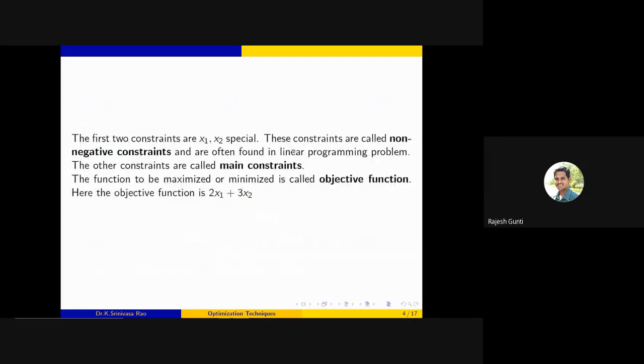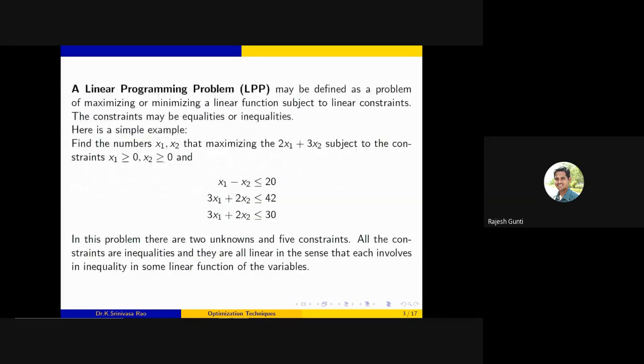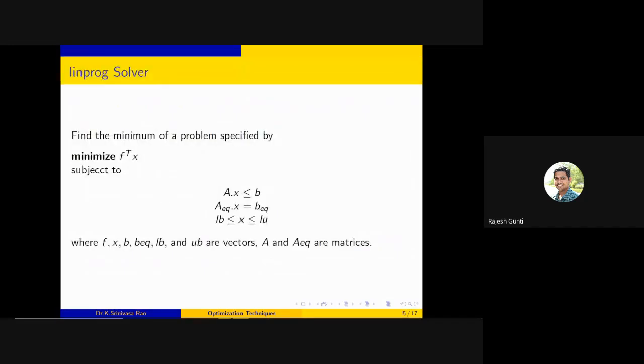So, how to solve this type of problem using MATLAB? There is a solver, LINPROG, L-I-N-P-R-O-G, the linear programming solver. The standard LPP problem will be like this: minimizing f subject to less than or equal to constraints, equality constraints, and as well as bounds, lower bounds and upper bounds.